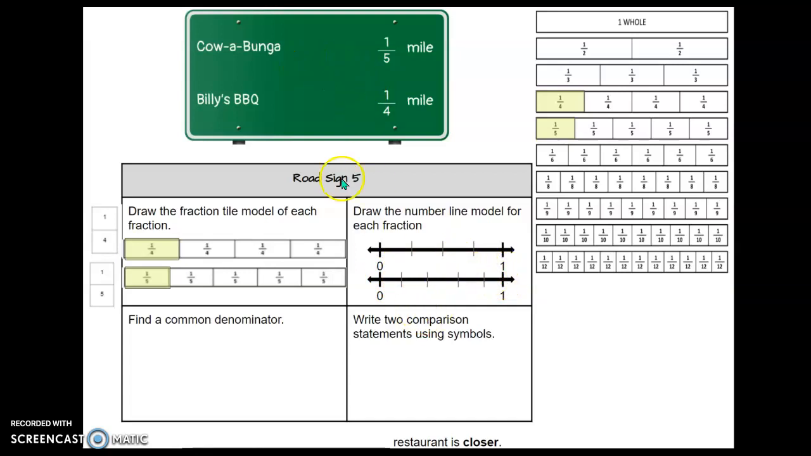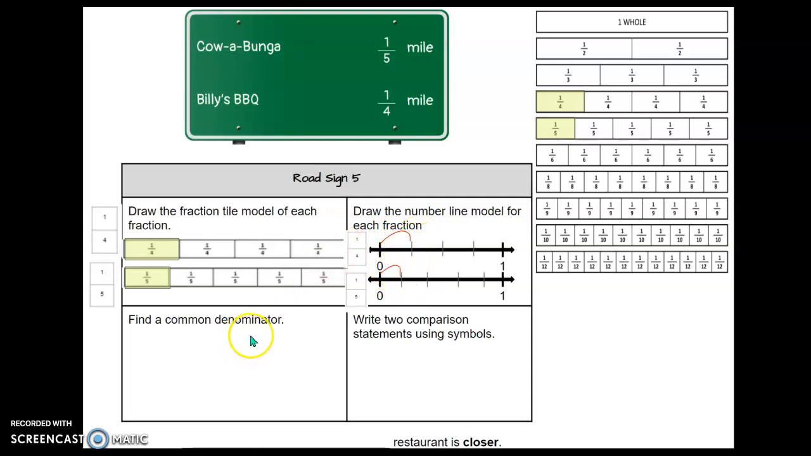Now I'm going to actually draw my hops on my number line. So I'm going to draw 1/4, and I'm going to label my number line, and I'm going to draw 1/5, and then I'm going to label my number line. So I'm able to once again see that 1/4 is greater than 1/5, or it takes up more space, or it goes a little bit farther. So 1/4 goes farther than 1/5, or 1/5 does not go as far as 1/4.